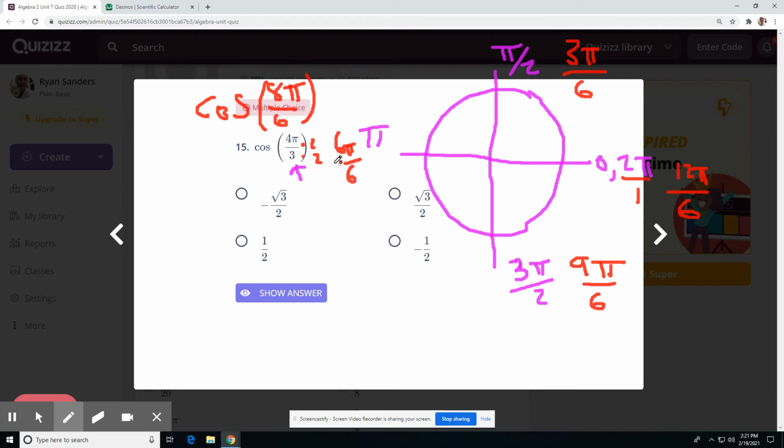All right, so where does 8 pi over 6 land? 8 pi over 6 is in between 6 pi over 6 and 9 pi over 6. Right there. Doing a reference angle on this.